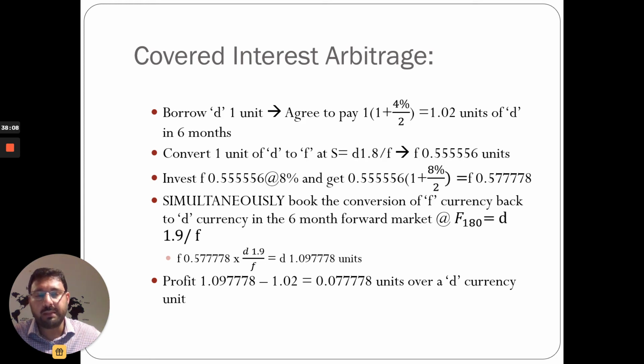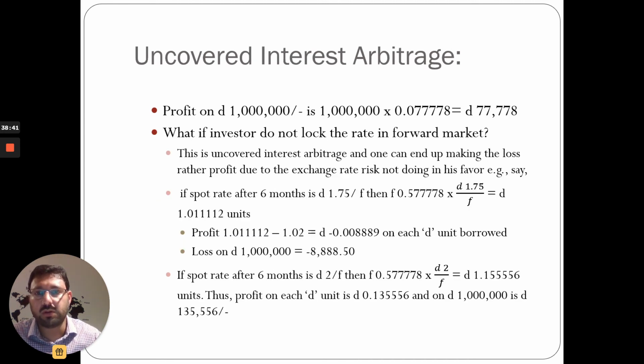And if you pay back the original principal borrowed money of the D currency along with the interest, which is 1.02 together, you will still end up getting 0.077778 units of D currency more for each D currency unit. Now let's suppose you borrowed 10 million D currency units, you simply multiply this with 10 million. Rather, just go to 1 million.